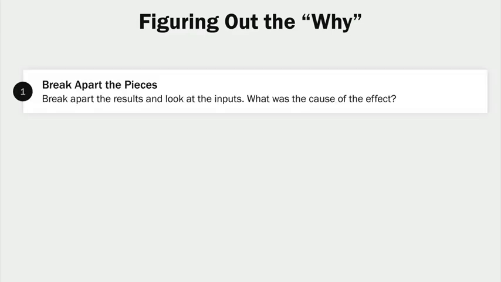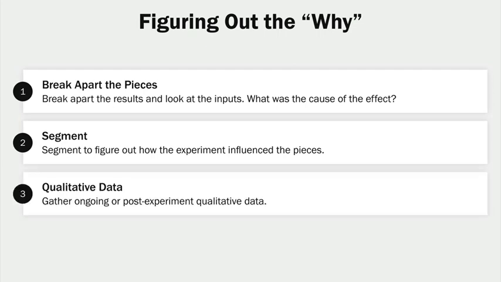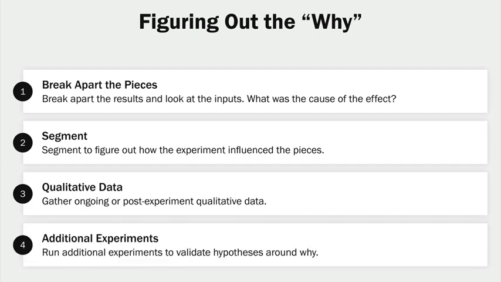We can try to figure out the why in a couple different areas. We can first break the experiment into pieces. In other words, look at all of the different inputs into the success metric. What was the cause of the effect? Was it a specific input metric into that success metric, or was it an improvement across all of those different inputs? We should also segment in order to figure out if the experiment influenced different audiences at different levels. We can also look at qualitative data either on an ongoing or post-experiment basis, as well as run additional experiments to validate new hypotheses that we might have around the why for this experiment.